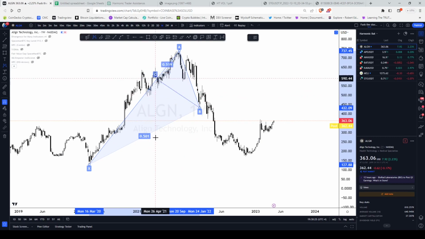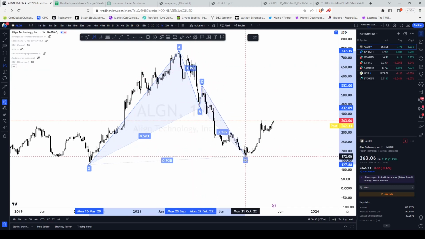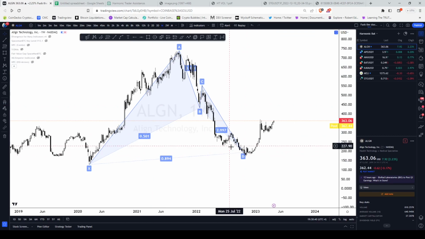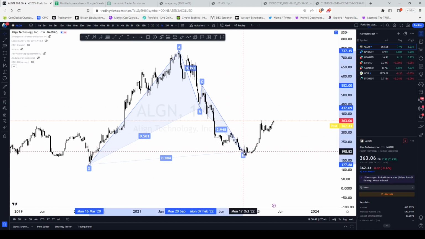So the next thing you're looking for is your next leg up. You have a 0.382. So this is actually perfectly in range for your harmonic structure. And then you come down to your 0.886. And you can actually see where price starts to reverse at this level, at your 0.886 here.